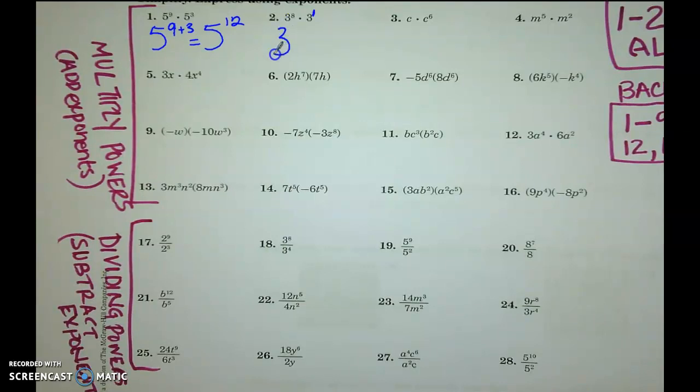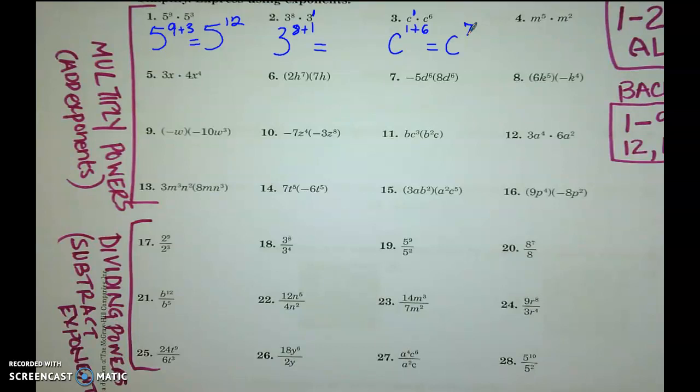So that gives us 3 to the 8th power times 3 to the 1st. We're going to go 8 plus 1, and that's going to give you your answer. And so you're going to finish that one up. Number 3. Looking at this one, c to the 1st power. So we're going to go c to the 1st plus 6. That's going to end up with c to the 7th power.